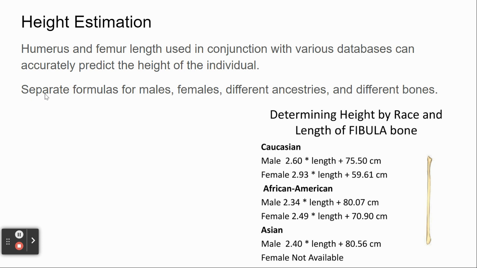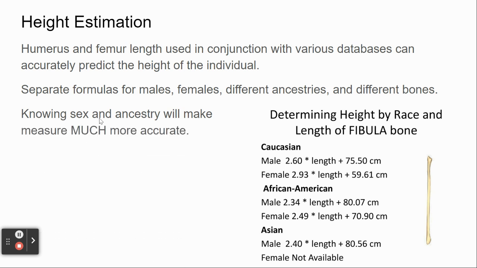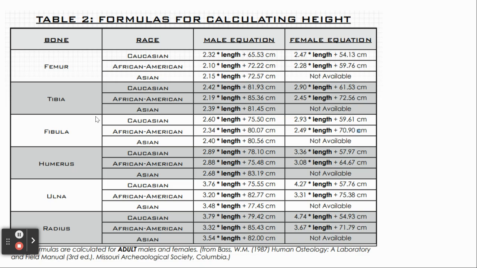The nice thing is they're separate formulas in terms of males and females, and for each of the different bones. So this is just for the fibula that you would use this for. And I have some of the different formulas on here as well. You'll see that as well. Again, knowing the sex and ancestry is going to make it a whole heck of a lot more accurate. Without it, you can still calculate them, but you're losing a lot of the accuracy that you would otherwise see associated with that skeleton. So this is what I was talking about, right?